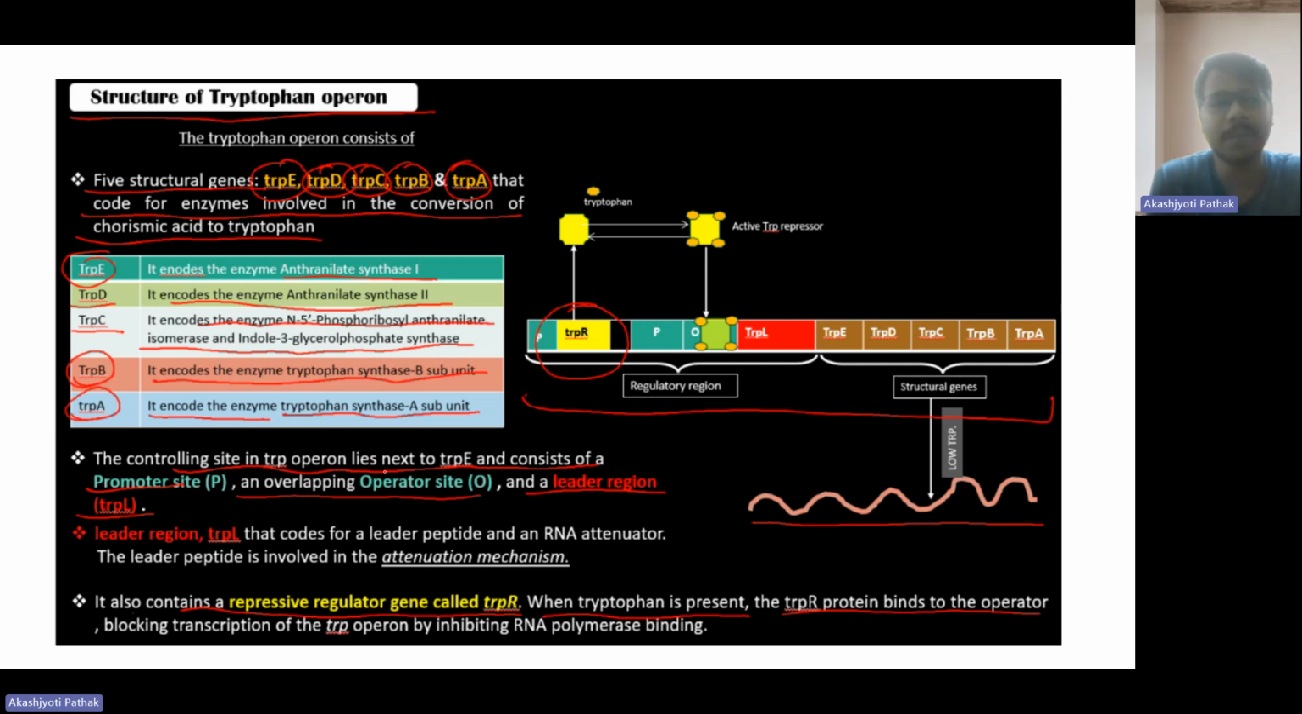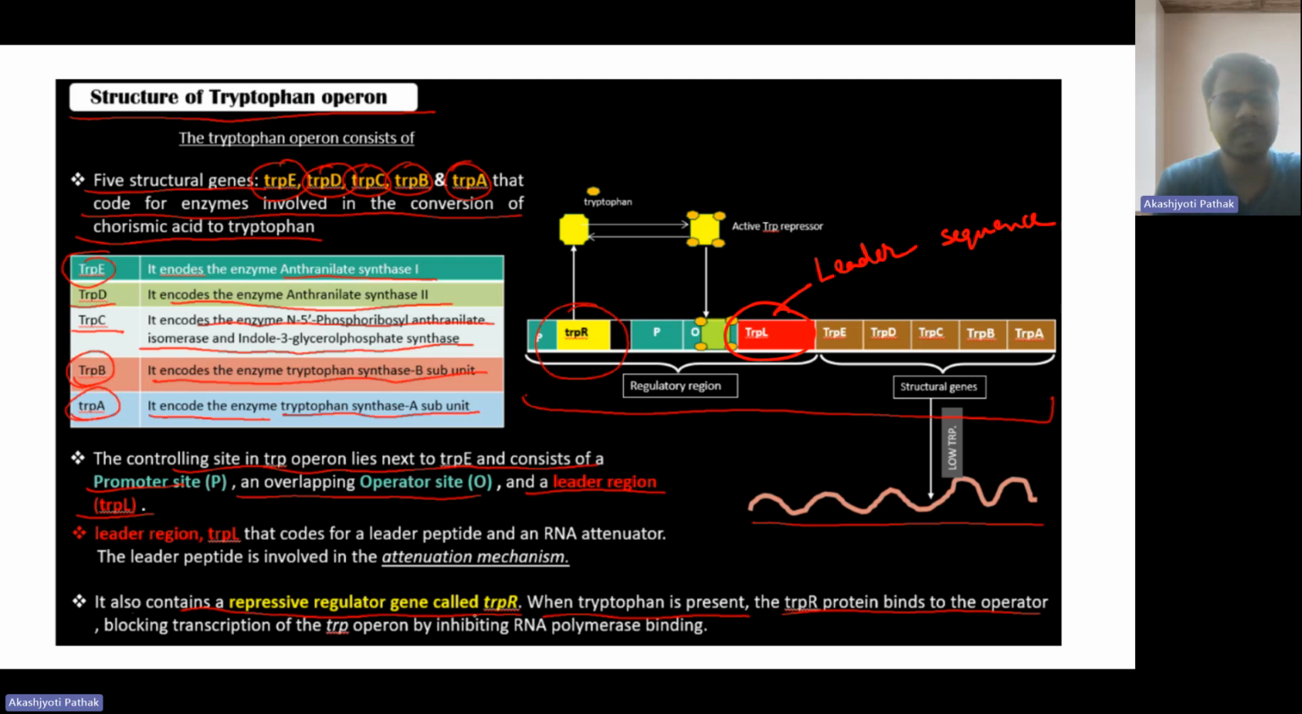The controlling site in the TRP operon lies next to trpE. So next to trpE, there is a site which is called trpL. This is the leader sequence actually. Okay. This leader sequence will code for a leader peptide. This leader region trpL codes for a leader peptide and an RNA attenuator. That is what I was explaining here. That is the RNA attenuator, and this leader peptide is involved in the attenuation mechanism.